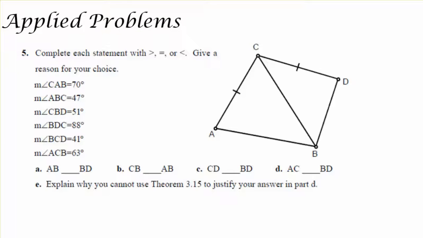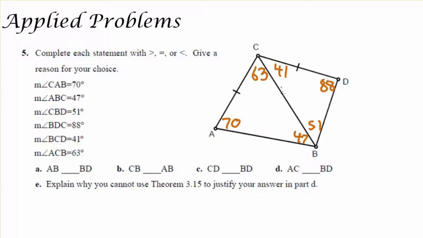So let's apply this to a more complex problem. I want to go ahead and complete the following statements, which are either greater than, equal to, or less than. And I'm given a lot of information about this triangle, so I'll go ahead and start labeling that. I know that CAB is 70, ABC is 47, CBD is 51, BDC is 88, BCD is 41, and lastly, ACB is 63. It's important to label these things so that we can see them on the actual figure.